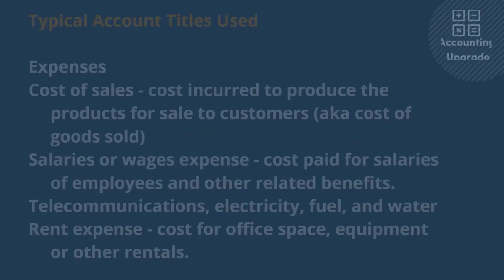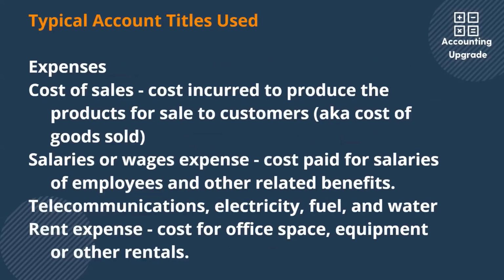And then expenses, which include cost of sales, the cost incurred to produce the products for sale to customers, aka cost of goods sold, and then salaries and wages expense, which are costs paid for salaries of employees and other related benefits, telecommunications, which include electricity, fuel, and water, and then rent expense, which is the cost for office space rent and equipment and other rentals.